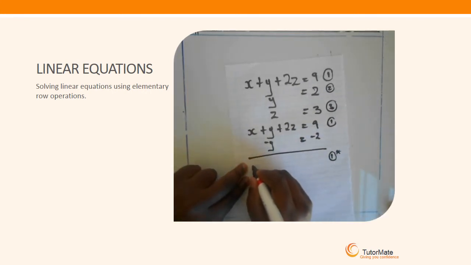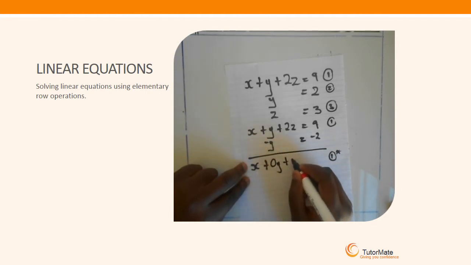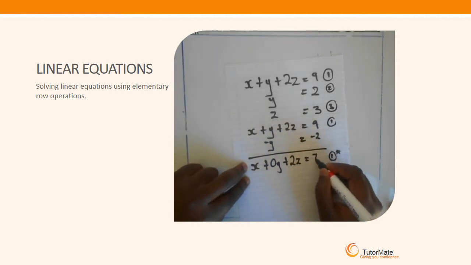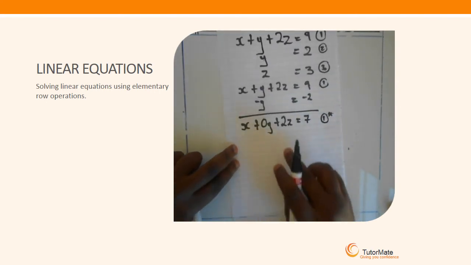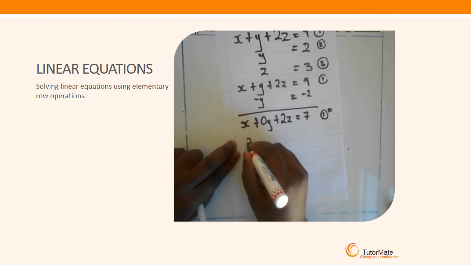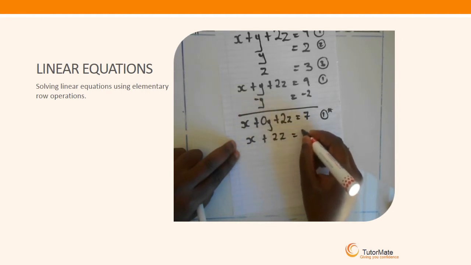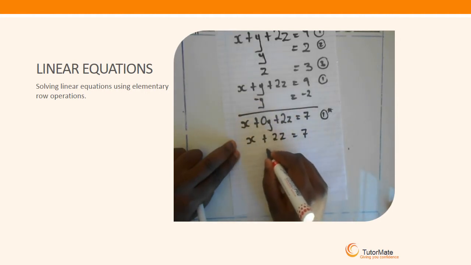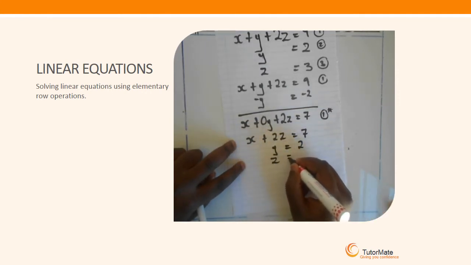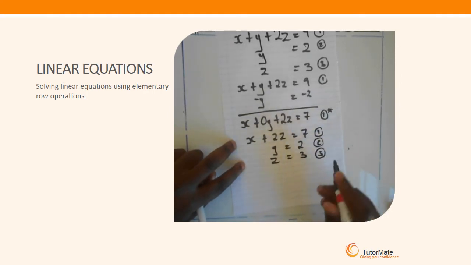Therefore, I'm going to get a new equation 1. So I'll get x plus 0y plus 2z is equal to 9 minus 2, which is 7. So my new equation 1 is indicated here. If I rewrite the whole entire equation, I will have x plus 2z is equal to 7. That's my new equation. Then I have y is equal to 2 as my second equation. z is equal to 3 is my third equation. So I've successfully eliminated y in the first equation.